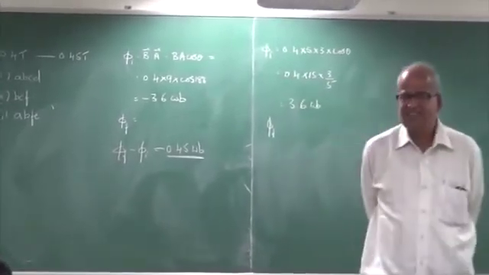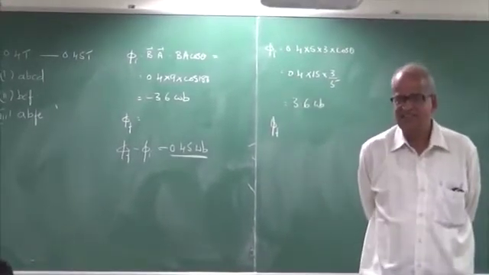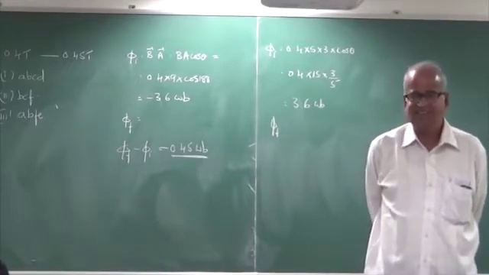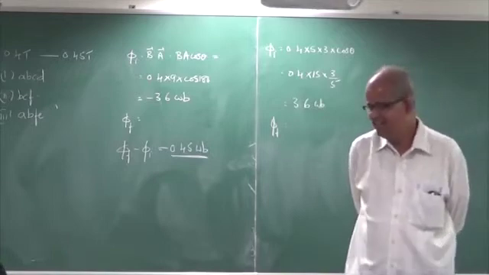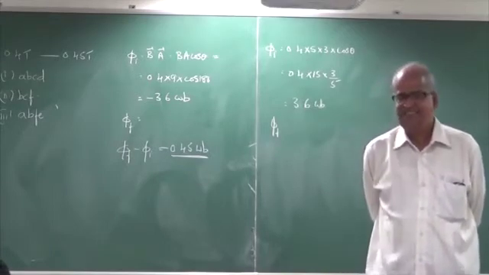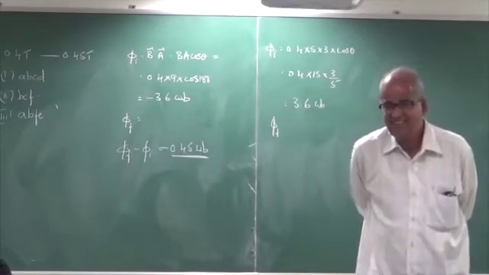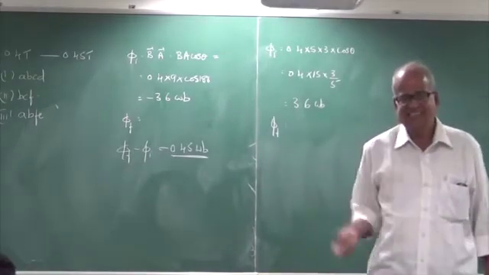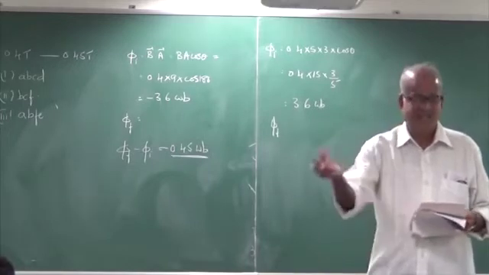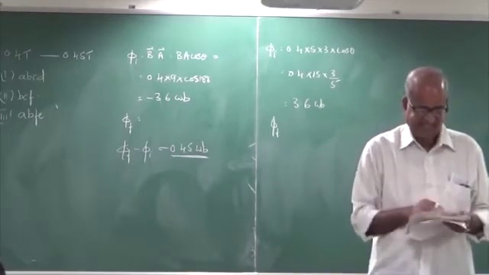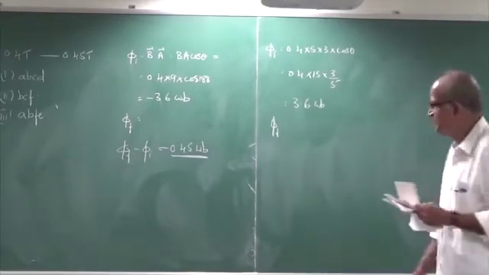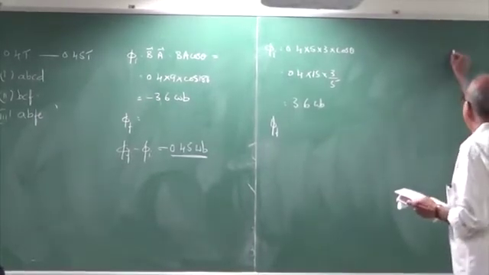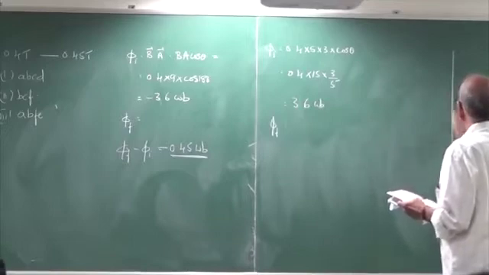Final flux minus initial flux. Correct now? What is the final flux? 0, because the angle between B and A is 90. What is the initial flux? We have already calculated it, 3.6. So what is the change in flux? Minus 3.6 Weber. Exactly. Draw this figure.